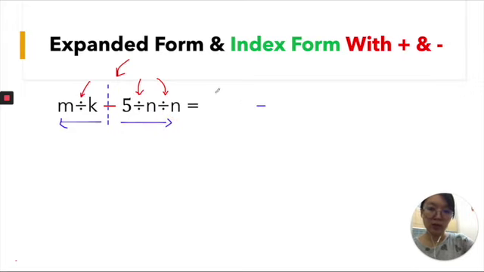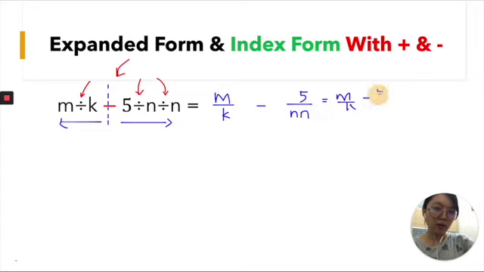On the left, m divide by k. On the right, 5 divide by n, divide by one more n. And because n repeating, so I can further simplify it to 5 divided by n repeating once, repeating twice. So it becomes n squared. This is what we call index form.